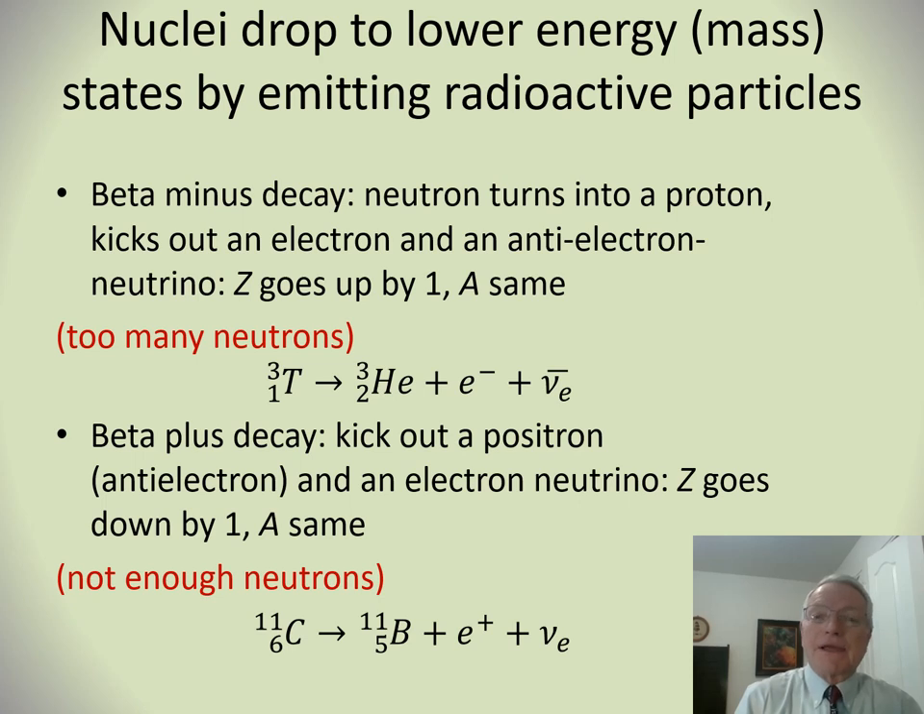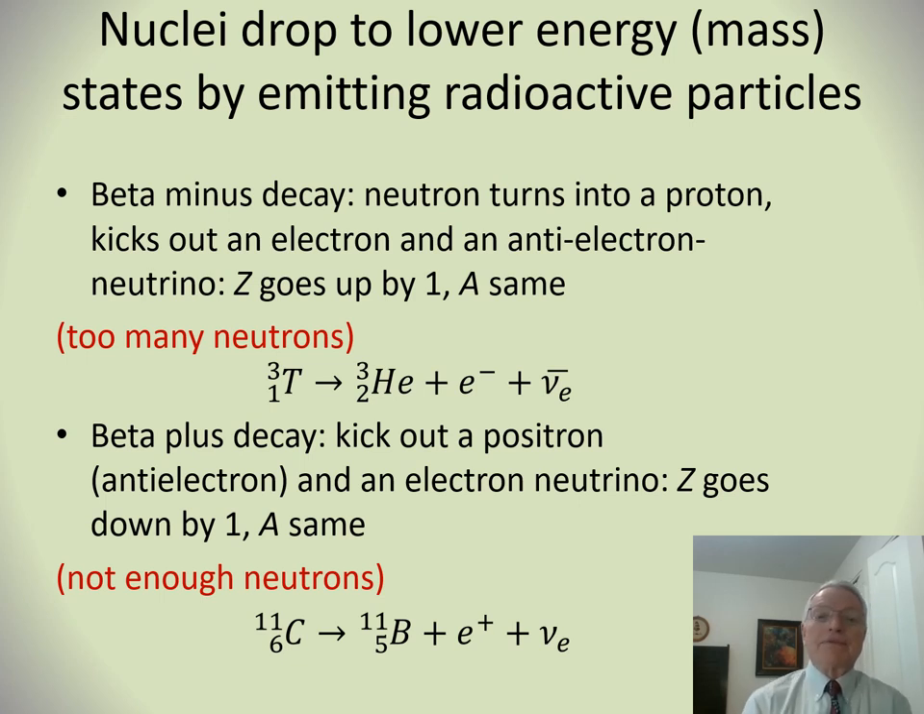Radioactive decay always involves nuclei dropping to lower energy, which means lower mass states, by emitting radioactive particles. And there's several kinds of radioactive decay. In beta minus decay, a neutron in the nucleus turns itself into a proton, kicks out an electron to conserve charge, and an anti-electron neutrino. This makes the proton number go up by one, so Z goes up by one, and A stays the same because it just counts protons and neutrons. So that's what happens when there's too many neutrons.